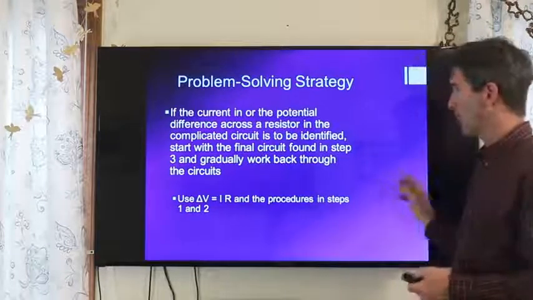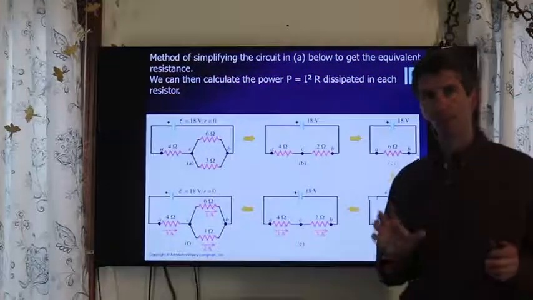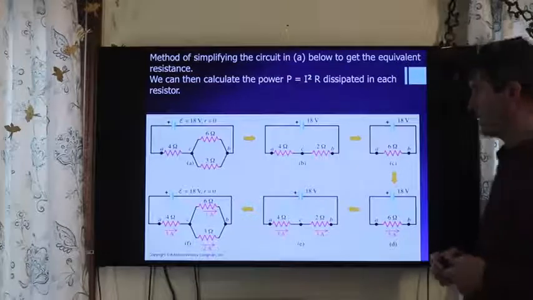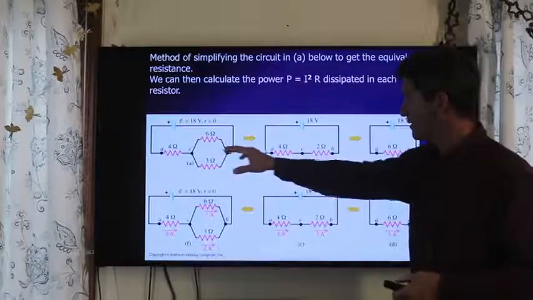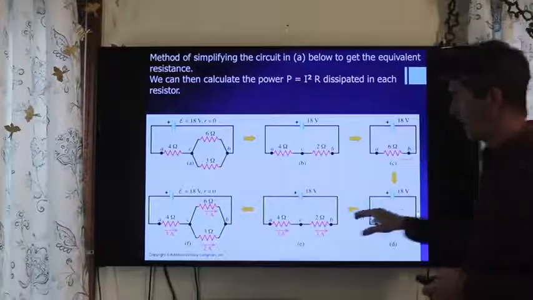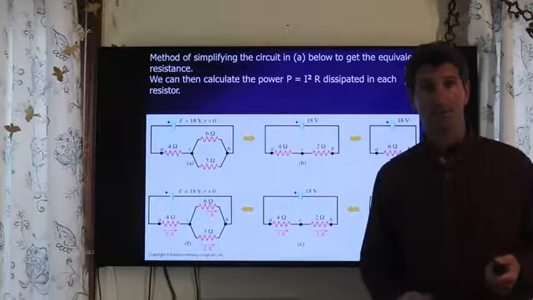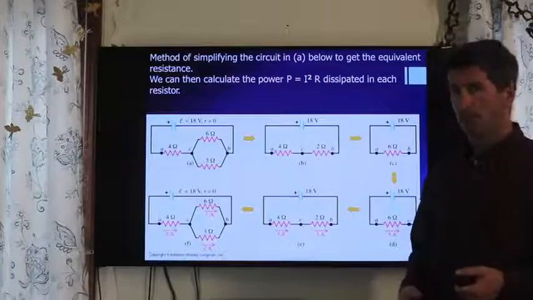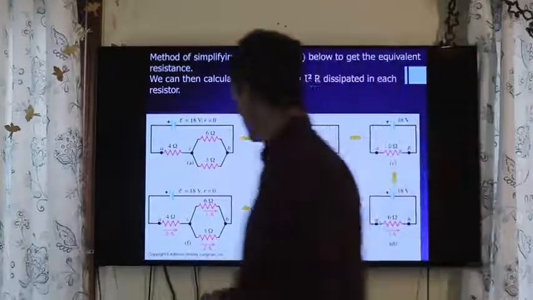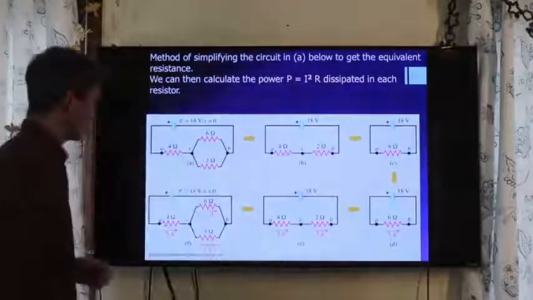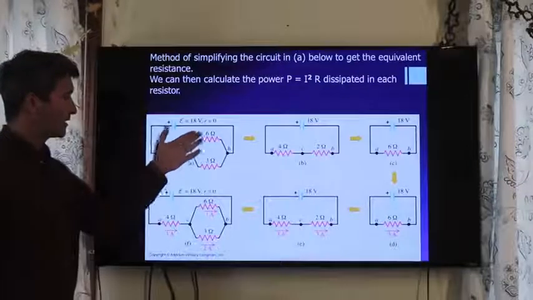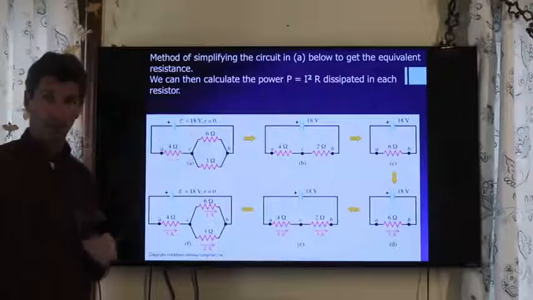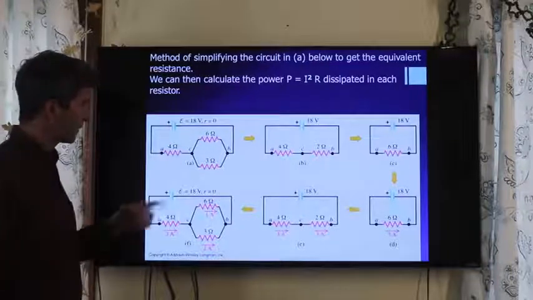Okay? I promised to show you this one. This is a real good step-by-step process for showing how this is done. I would reduce it to the simplest form and then go backward to find out what the voltage across each resistor is and what the current through each one is. Okay, so let's start over here. We have a 4 ohm resistor, a 6 ohm resistor, and a 3 ohm resistor. These 2 are in parallel, so I'm going to simplify them first.